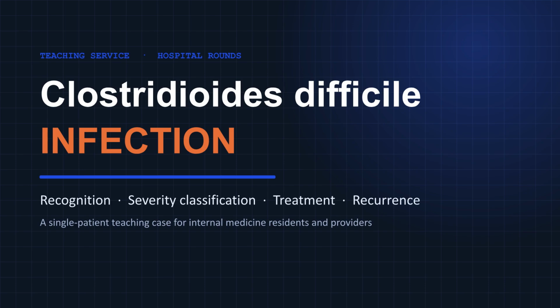Today we are working through Clostridioides difficile infection, the most frequently reported hospital-acquired infection. We will follow one patient from his first loose stool all the way through a recurrence. Along the way, we will build the mechanism from the swallowed spore to the pseudomembrane, classify severity the way the guidelines do it, and choose the right drug at the right dose. This is a dose-heavy topic, so listen closely for the numbers.